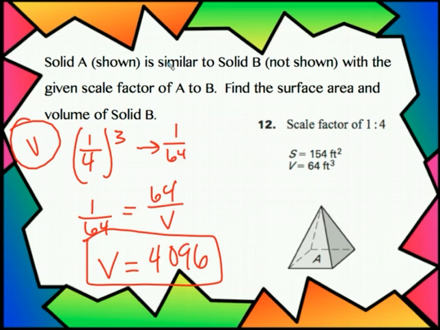Hopefully that's what you got. A lot of times where people mess up is they'll put the 64 on bottom here, but because it says solid A is similar to solid B with the given scale factor of A to B, that means A is on top, B is on bottom. So that's how you need to do these. And since you're given A on both of these, you'd have to put it on top.